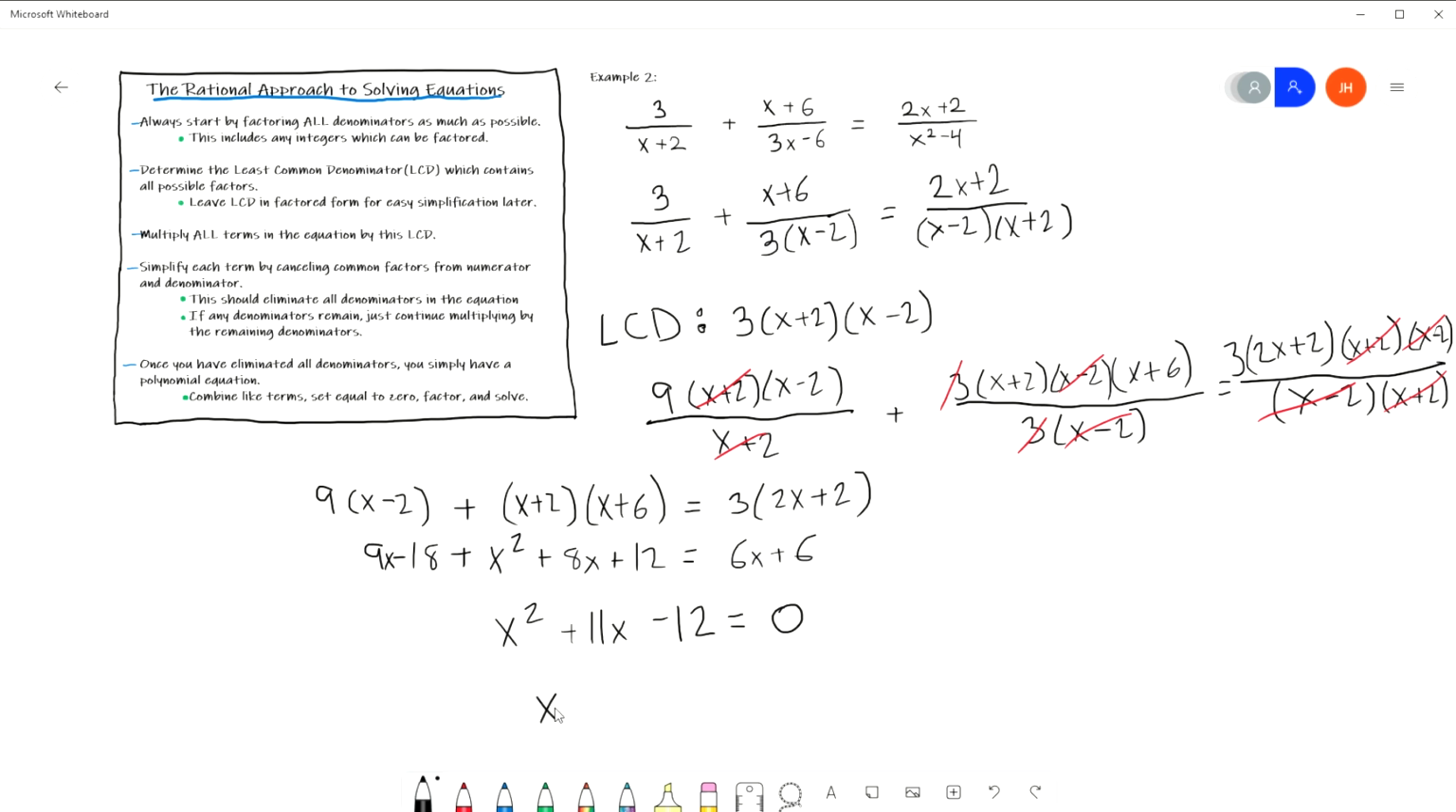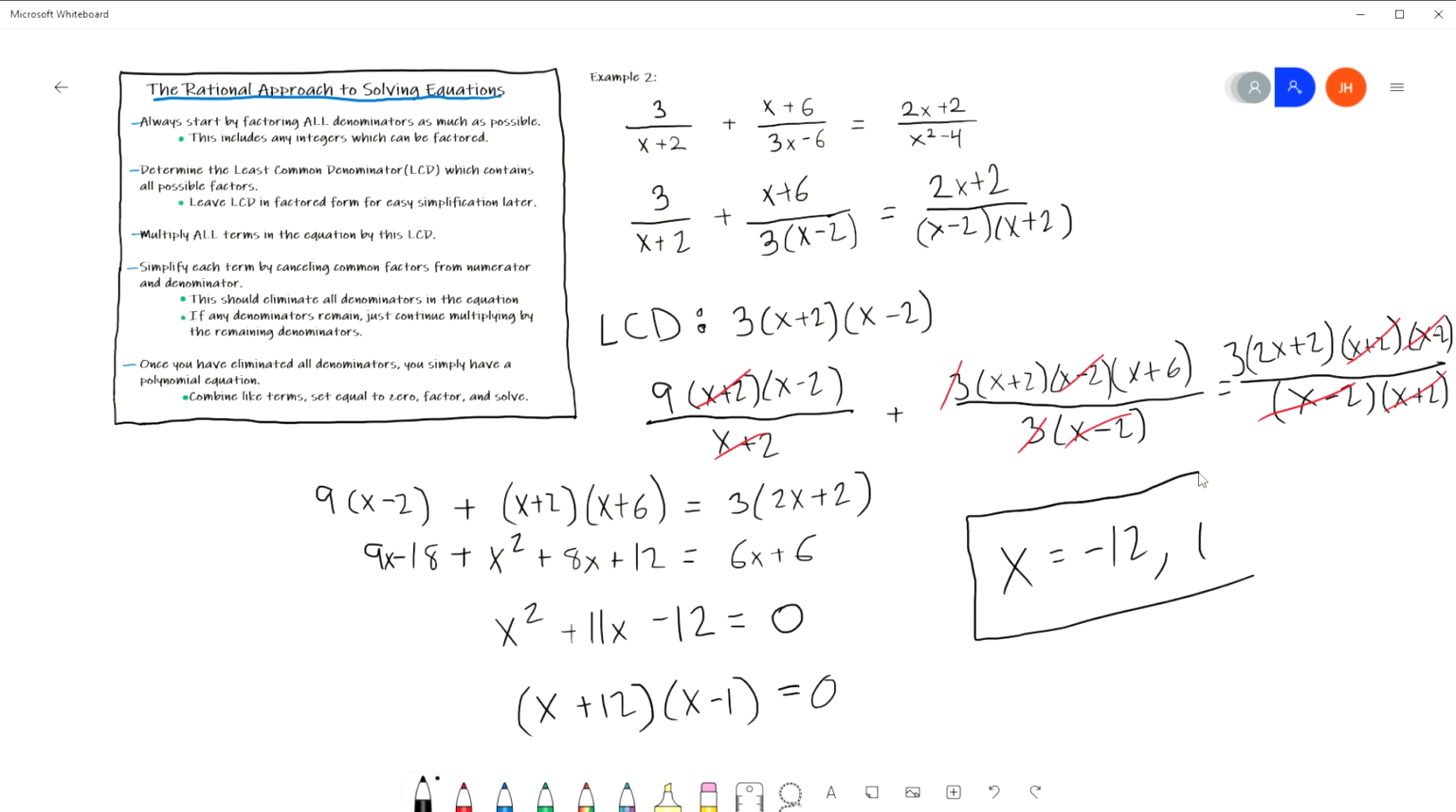This will factor to x plus 12 times x minus 1. So what are my solutions then? x equals negative 12 and 1. Are we done? No, there's one more thing we should do, right? We should check our solutions for extraneous solutions.